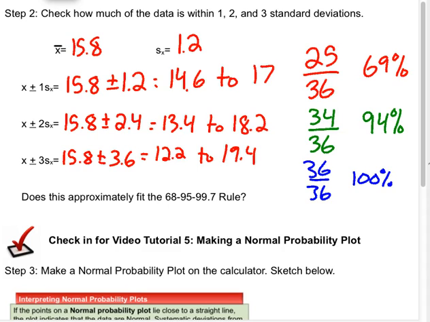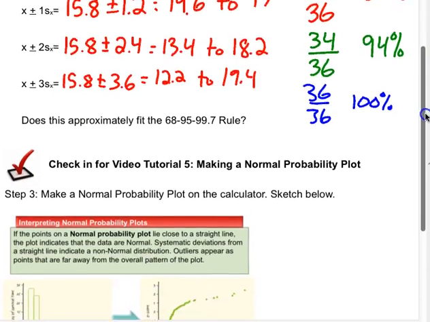So if you notice, this very closely models that 68, 95, 99.7 rule. So I would say this is, again, very convincing that this is coming from a normal distribution. This data is normal. There is one last check that we can do, okay?